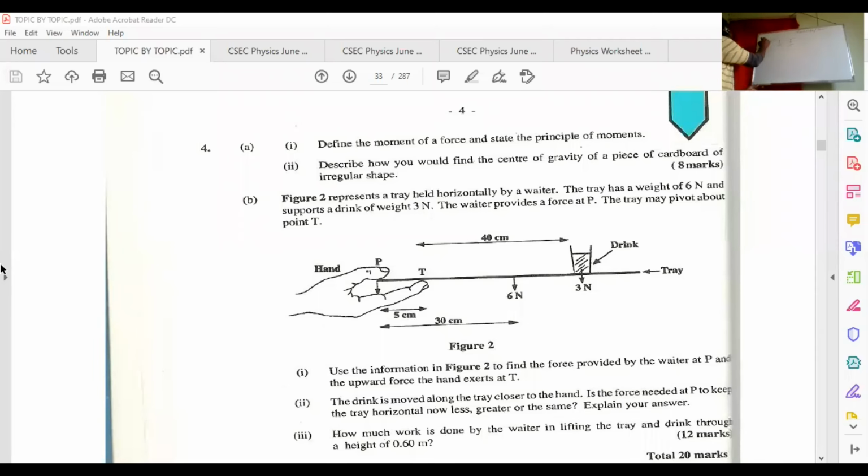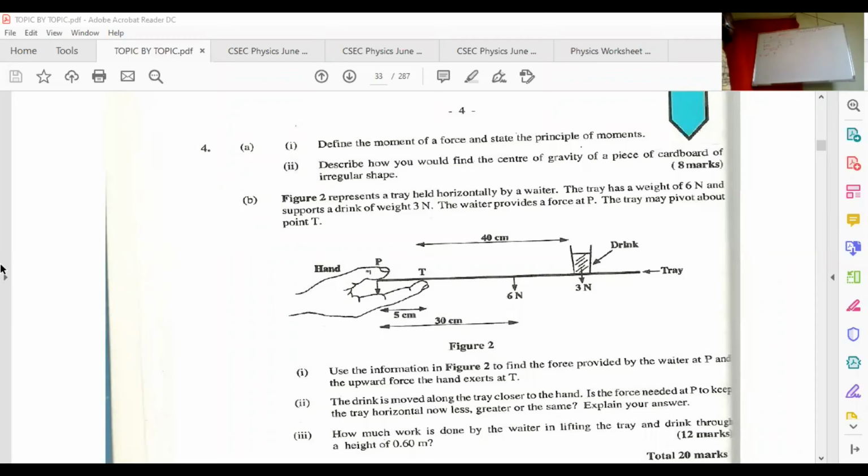And then finally, we have a point P here, which is unknown. Right? So those are the forces that are present, and the distance of the 3 newtons away from your pivot here is 40 centimeters. The 6 newtons, this distance here is 5, and this distance is 30. Right? So the first part of the question is to calculate P.